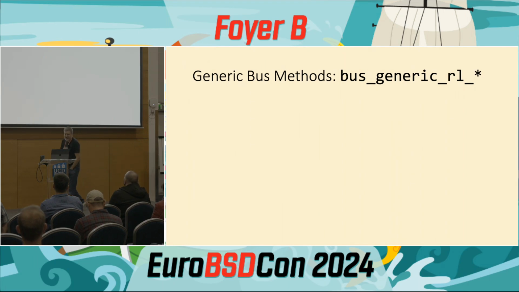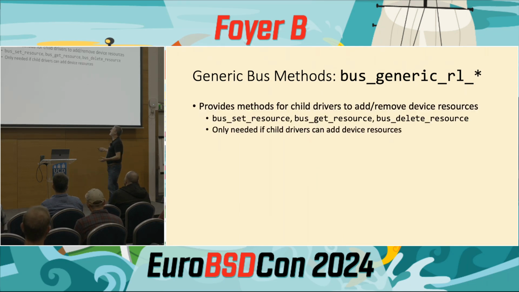So the next set are something called bus generic RL. This set of routines is not nearly as many as bus generic star. It's a subset of bus routines that work with resource lists. They assume that your bus driver chooses to use a resource list to name all the resources for your children's devices. And in that case, it gives you a couple of helper routines that you can just use in your dev methods without having to implement all the logic yourself.